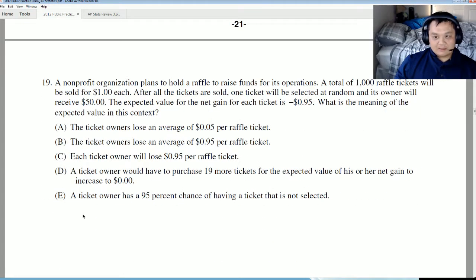19. What does the negative 0.95 mean for the expected value?